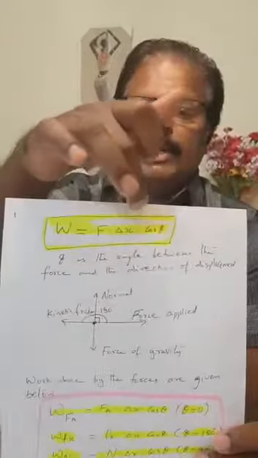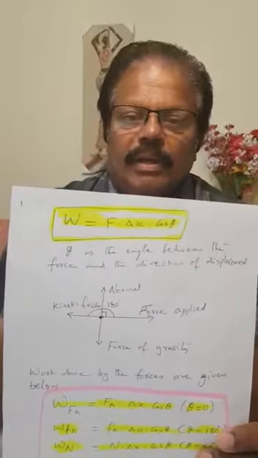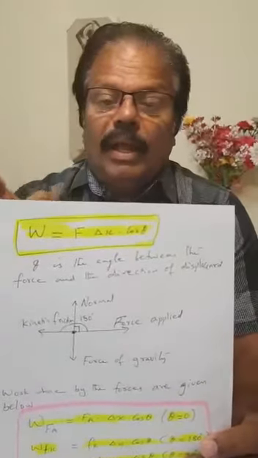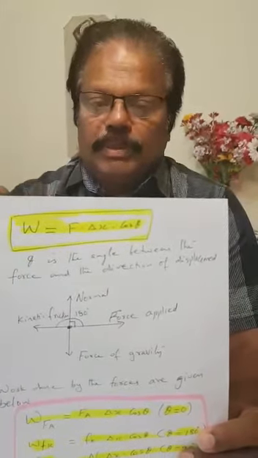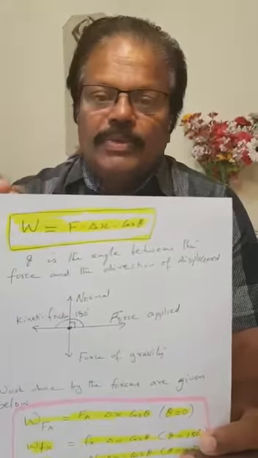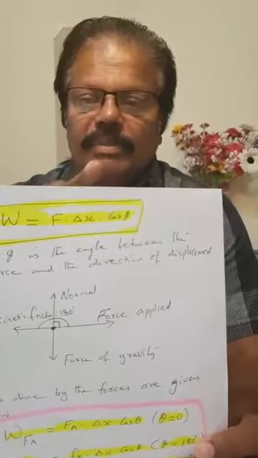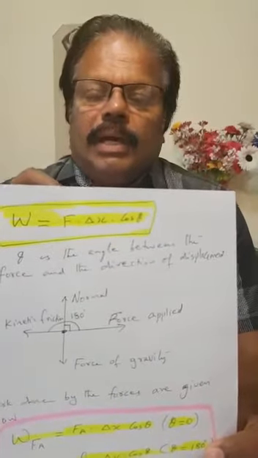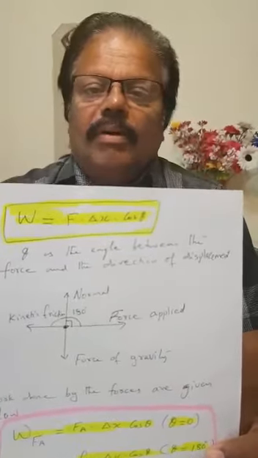W is equal to F times delta X times cos theta. Now theta is the angle between the force and the direction of displacement. So if the object moves in a direction parallel to the force, then the angle is 0. So the maximum work is done when the object moves in a direction parallel to the applied force or net force. Okay, so consider an object moving on a rough surface.